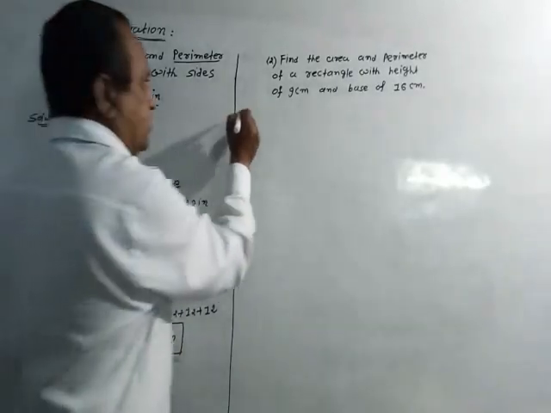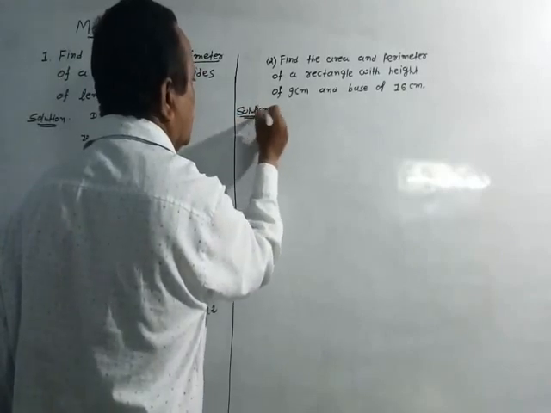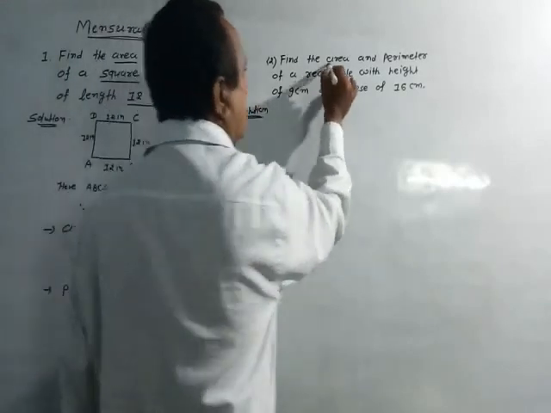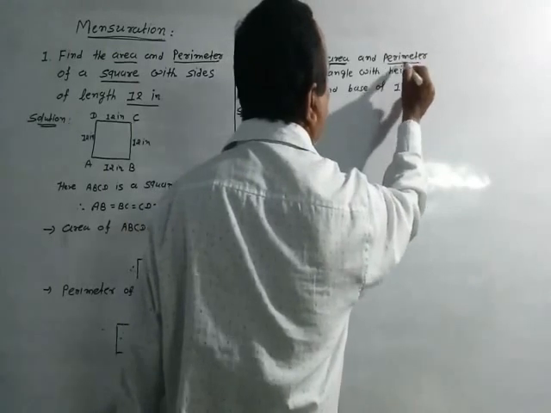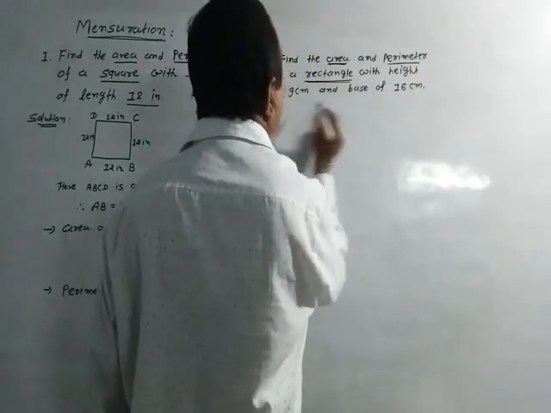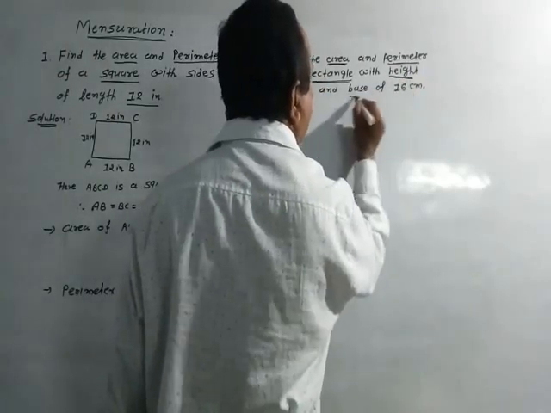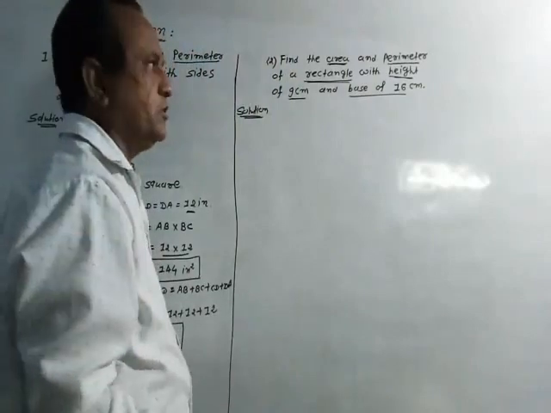Now second example. Find the area and perimeter of a rectangle with its height 9 cm and base 16 cm.